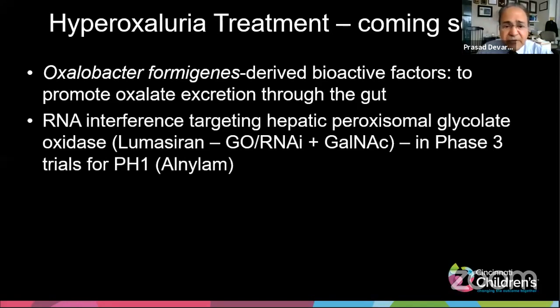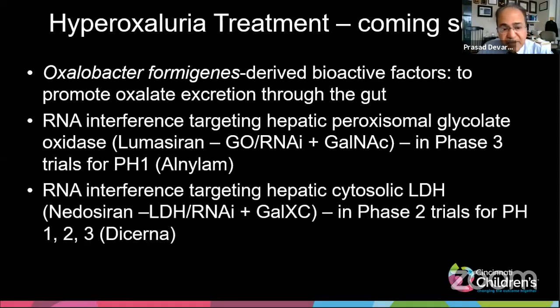Then there's RNA interference treatments that are very promising, and here's one. What they do is they target the hepatic peroxisomal glyoxylate oxidase, that particular enzyme that is mutated in patients with PH1. So you can create an RNA inhibitor to that particular enzyme and attach it to GalNAc, which then targets this to the liver and only the liver. So this is a therapy that's now in phase 3 clinical trials.